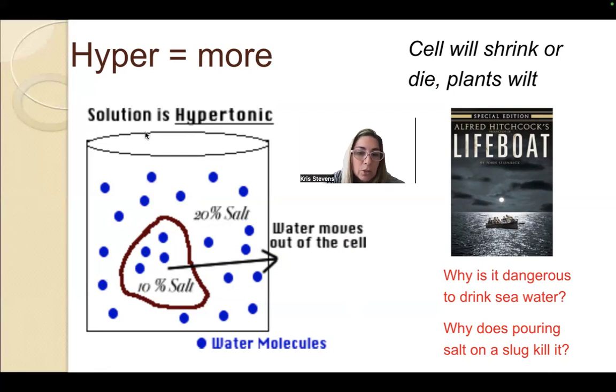All right, let's look at this one. Solution is hypertonic. 20% salt out here, 10% salt, okay? If this is 20% salt, how much water? 80. If this is 10% salt, how much water? 90. What does water do? Water moves from an area of high to low, so 90 to 80. And what will happen to the cell? It will shrink. It will shrink and die.